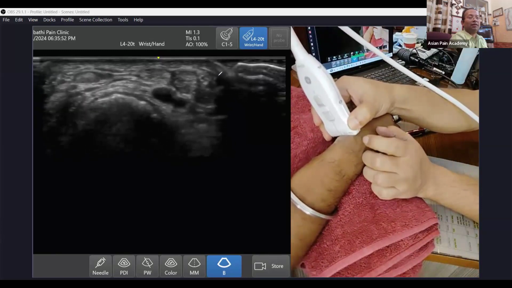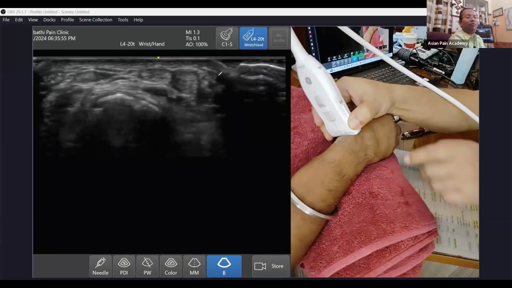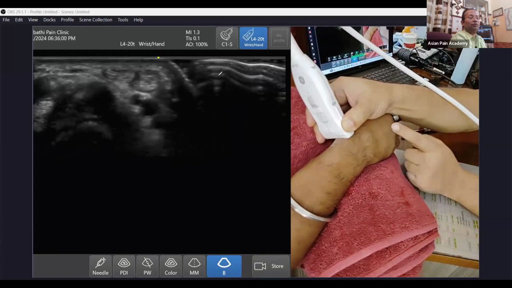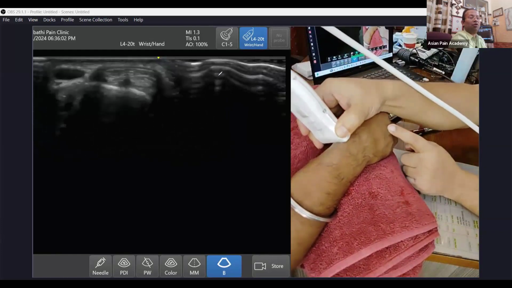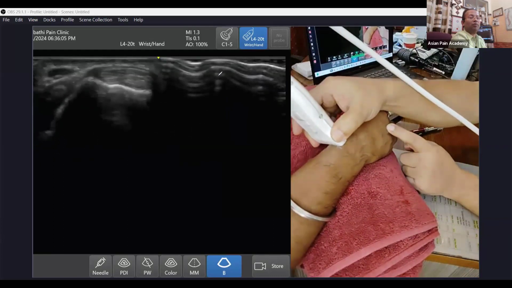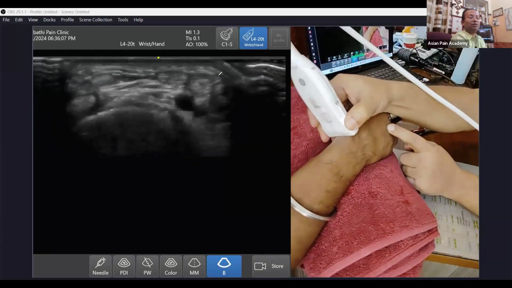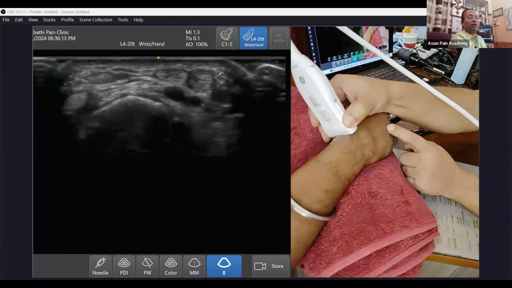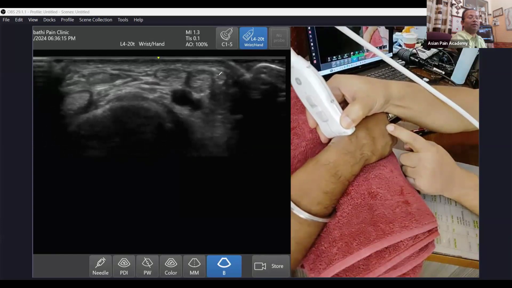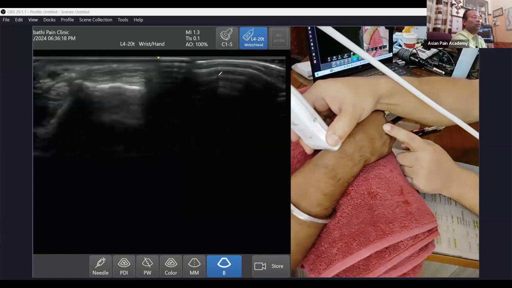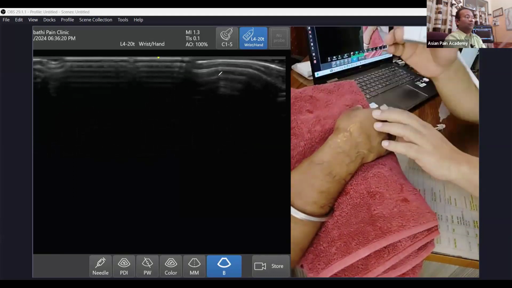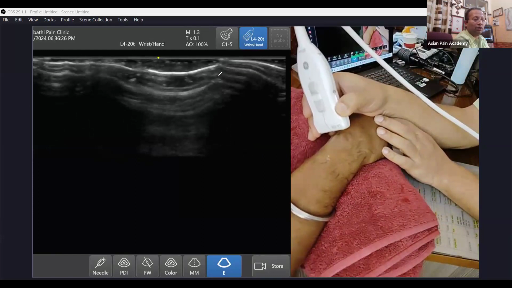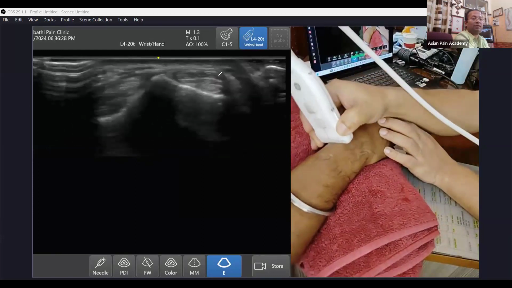Now I am not over the radius, I have come over the scaphoid bone. So again, I am going over the radius. All the interventions should be done over the radial styloid, otherwise you may puncture the vessel. You can understand there are big arteries under the two tendons. So two diseases you have understood: de Quervain's tenosynovitis and proximal and distal intersection syndrome.